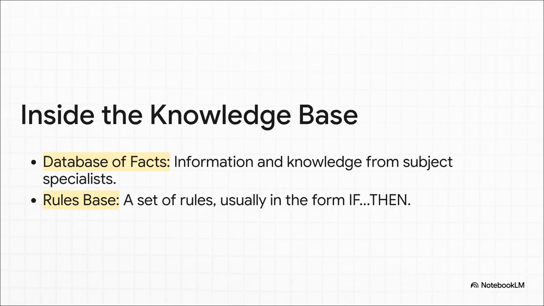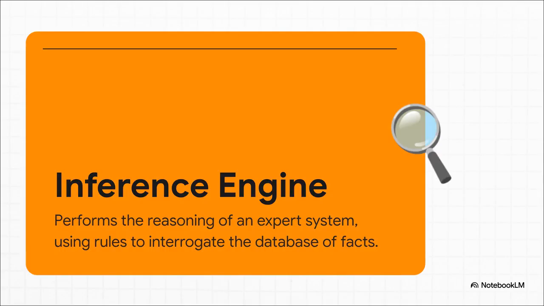You've got a database of raw facts, like the normal temperature range for an engine. But then you have the rules base, and this is the key. It's got these simple but incredibly powerful if-then statements that copy how an expert thinks. So, for example, if the engine temperature is above 220 degrees, then trigger an overheating warning. Simple as that.